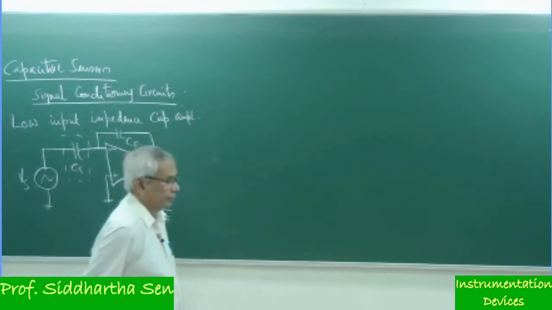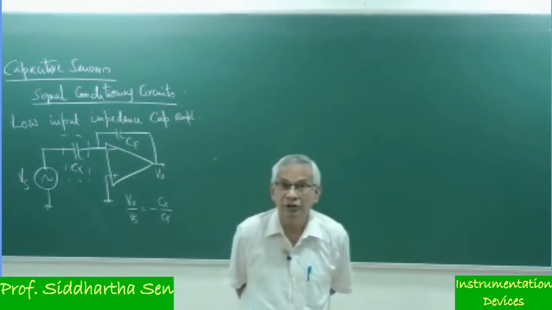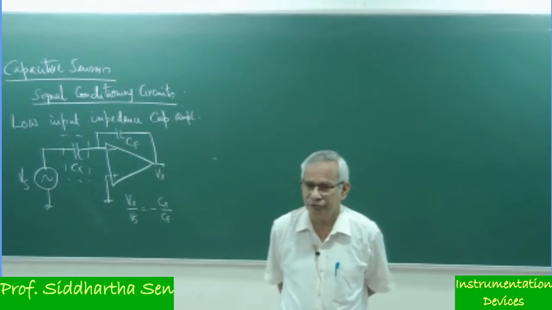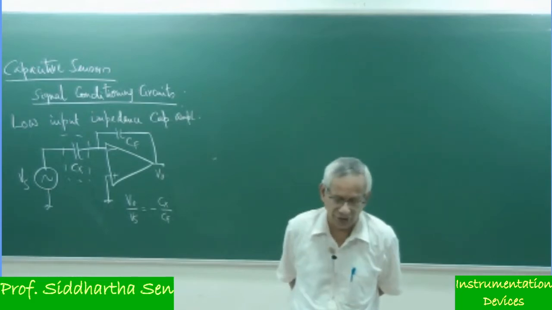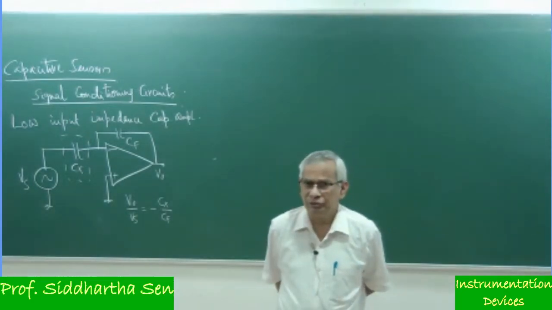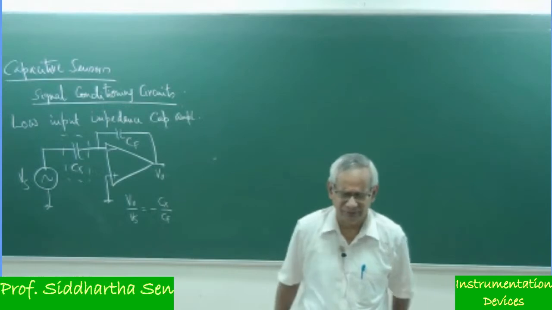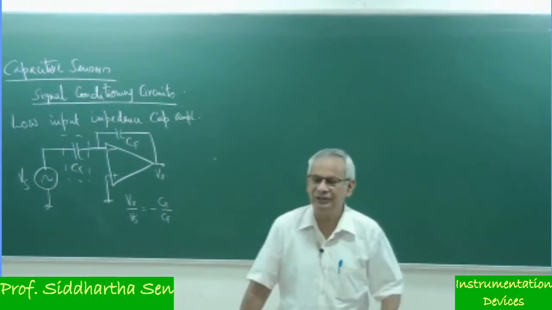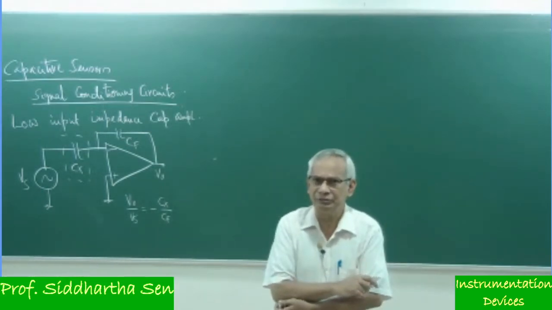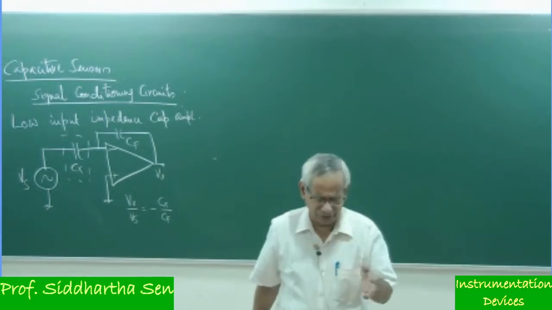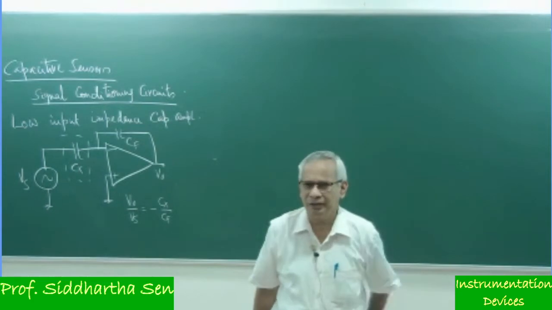Okay. Good morning, everybody. So we will start where we stopped last class, last day. That is the different signal conditioning schemes for capacitive sensors. We have seen bridge, oscillator, and like this. And next, what we said is the capacitance amplifier. So different types of capacitance amplifier are there.